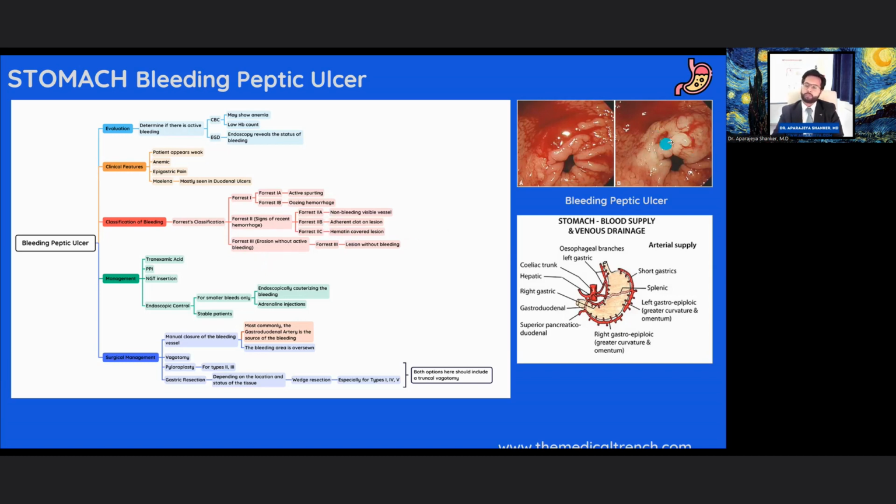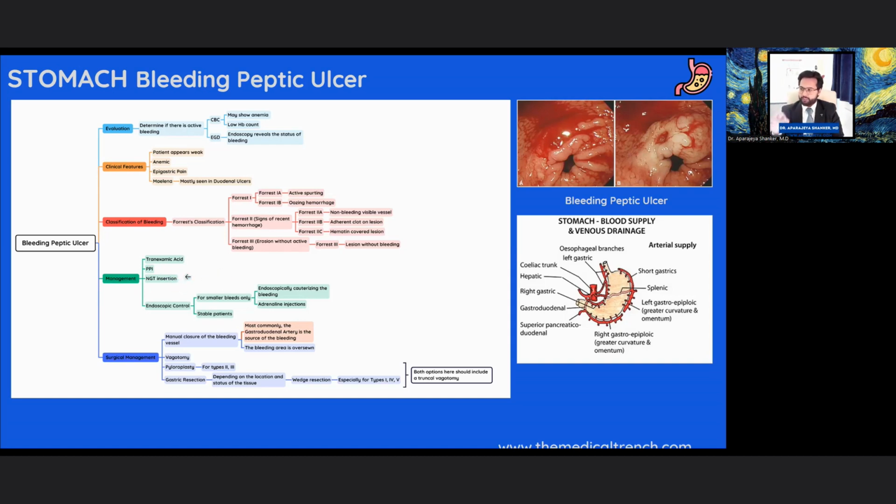So in this image here, you would typically define this as Forrest 3, whereas this image on the left-hand side is Forrest 1B, because you can see the blood is still kind of flowing and oozing. So please remember the classification of bleeding, which is Forrest classification. Okay. Now, in terms of management, you have two options. So we give the patient tranexamic acid, which is a blood clotting agent and reduces hemorrhage. You give the patient PPIs, and you have to insert a nasogastric tube.